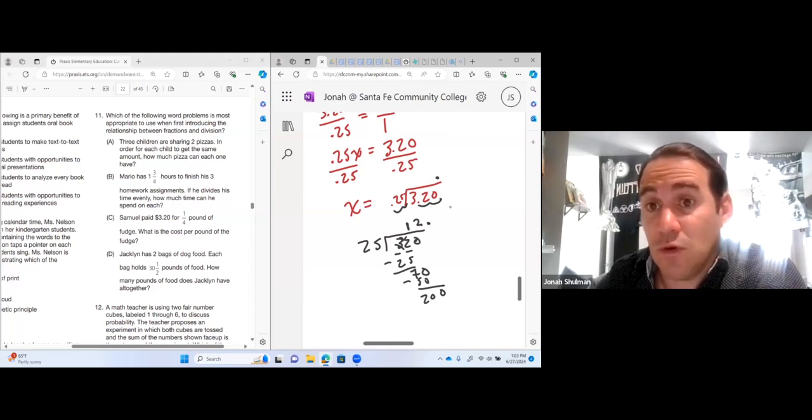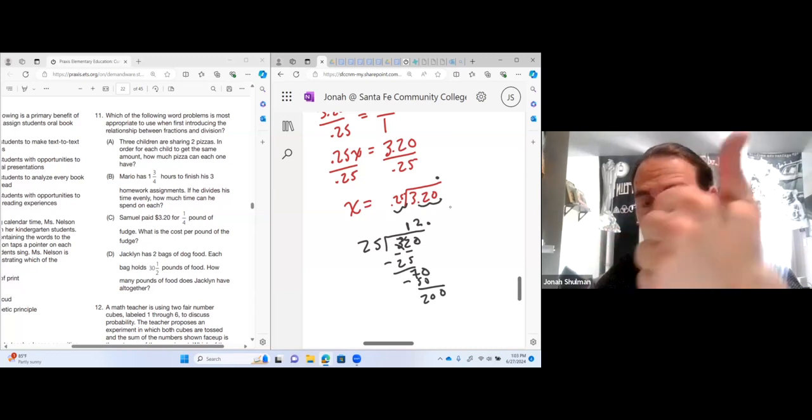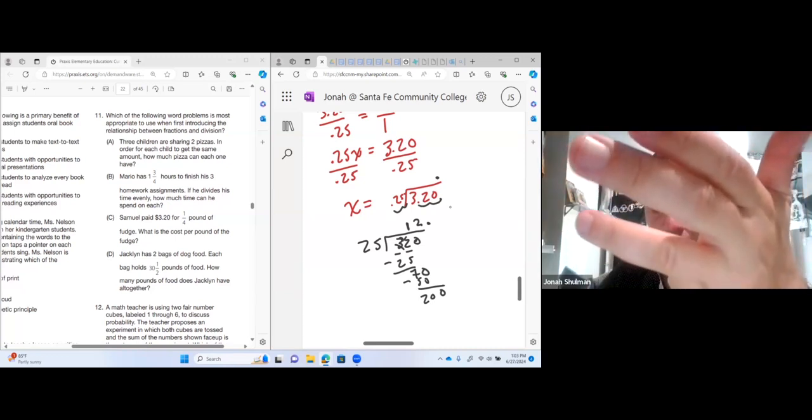12.25 goes into 200. How many quarters makes $2? Well, 25, 50, 75, $1. So it's 8.